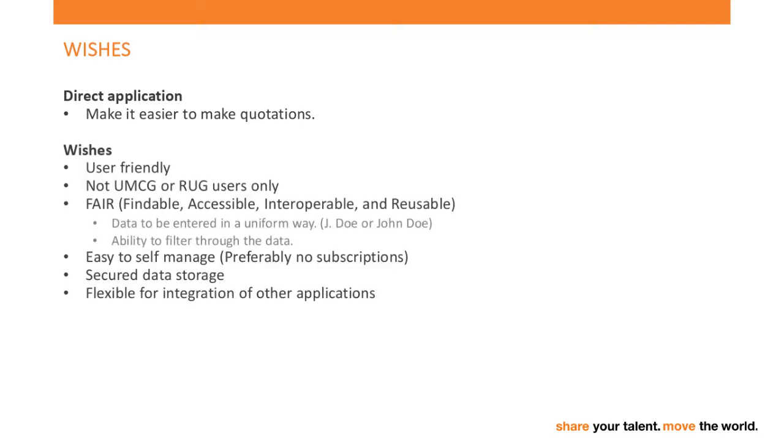And the wishes that we have for the database is that it will be user-friendly, because a lot of different users will be using this, so it should be intuitive on how to use it. People from outside the UMCG or the RUG should also be able to use it. It should be a FAIR database, so that the data that will be entered will be in a uniform way, so you don't have 2 different values meaning the same thing. There should be an ability to filter through the data, so you don't have to read through all the data in order to get an answer to your question.